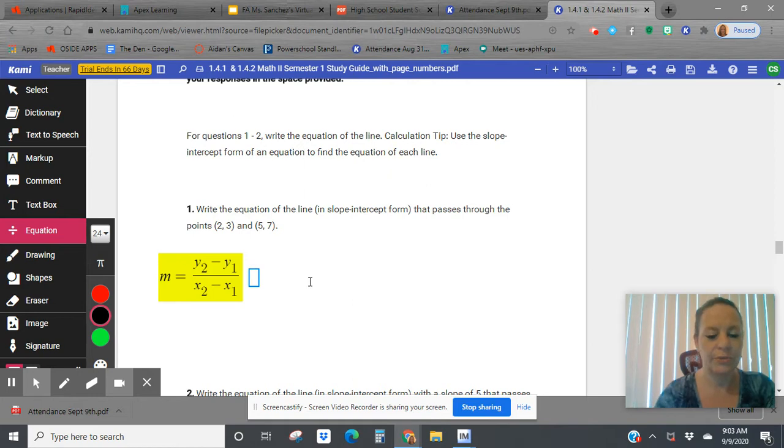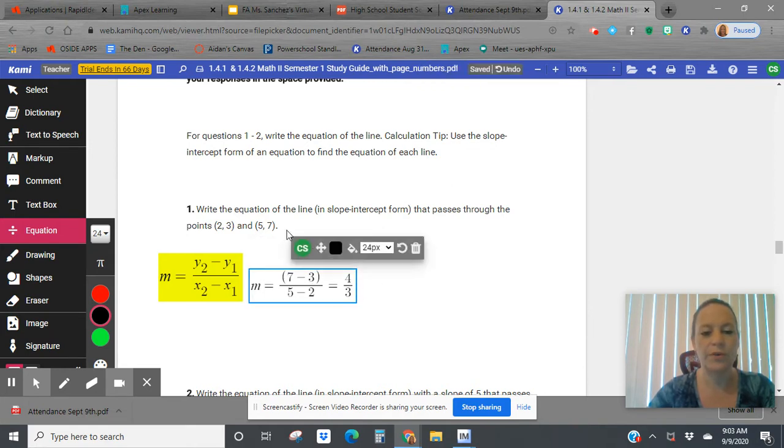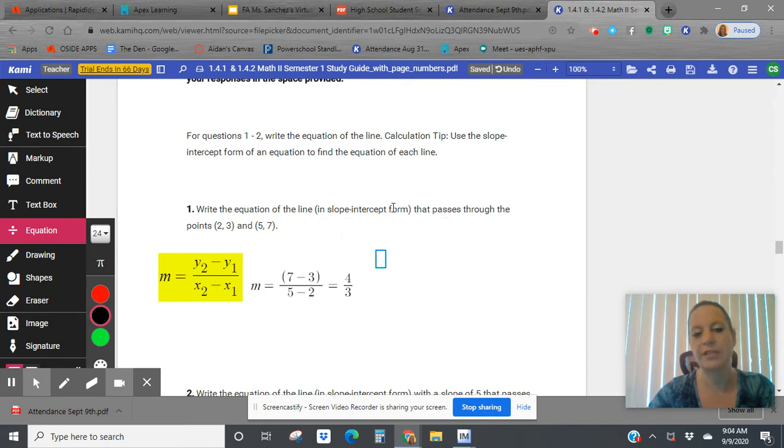Let's go ahead and do our y minus y. That's going to be 7 minus 3 over 5 minus 2. And that's going to give us 4 over 3. When I reduce that, 7 minus 3 is 4, 5 minus 2 is 3. So my slope is 4/3. Now, if I go plug into slope-intercept, I need an intercept, but I don't have one.